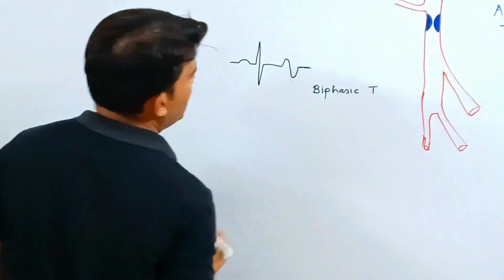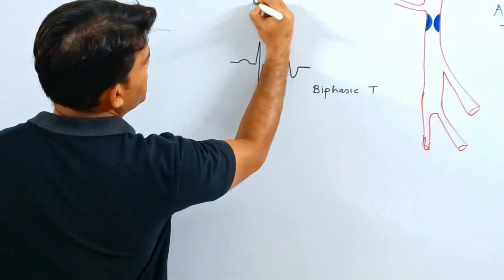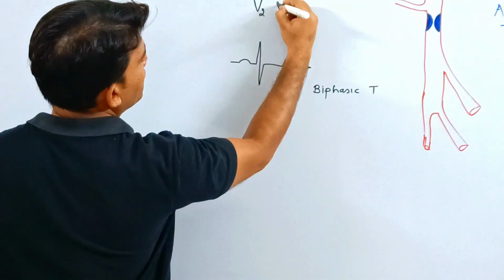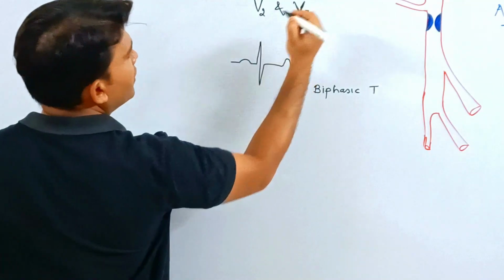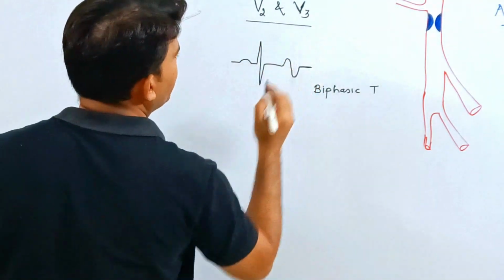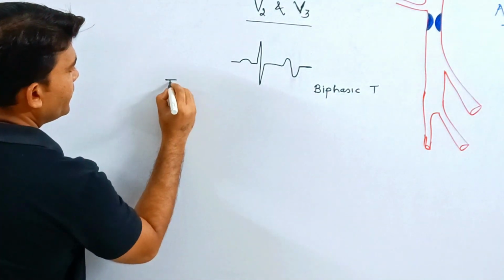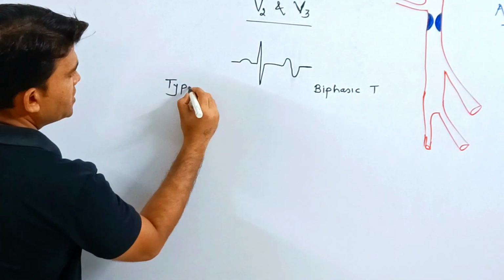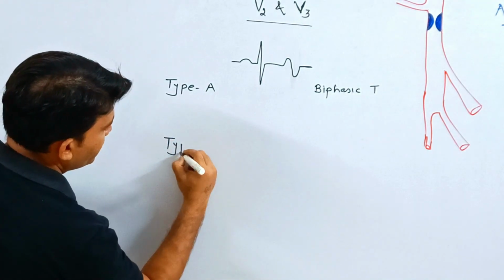A biphasic T wave. And we are talking specifically about leads V2 and V3. V2 and V3. Yes, another pattern. Okay, this is called the type A pattern. Type A Wellens pattern.